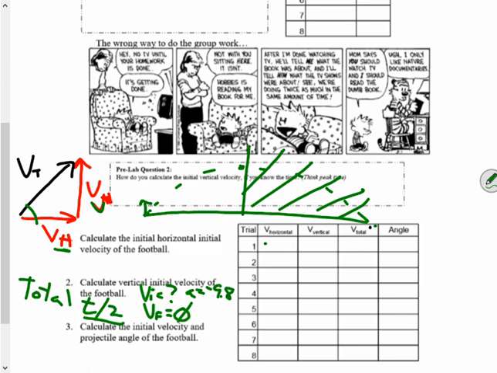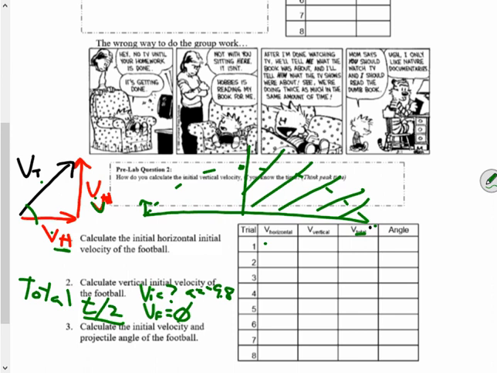Once we have those two components, now you're going to put the right triangle together. V total is just going to be the resultant. A squared plus B squared equals C squared. All right? Then the angle is going to be inverse tangent, as always. And like I said, we can cheat.